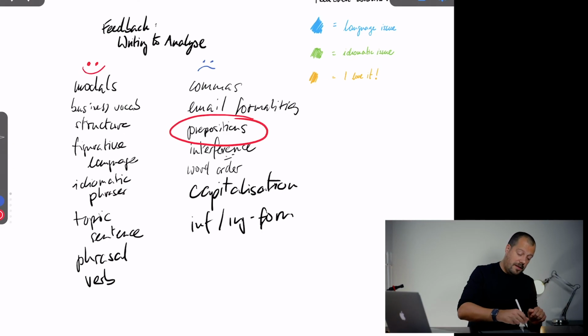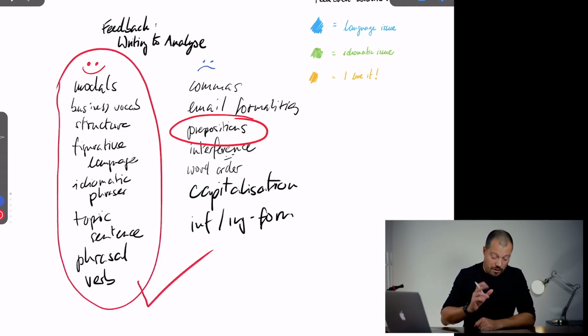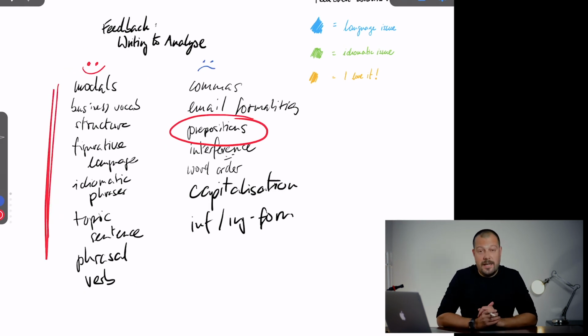Let's take a look then at our list of things. These are all the things here on the left that we're doing really, really well. Modal verbs, business vocab, great structure, great use of figurative language where it counts, good idiomatic phrases, topic sentences, phrasal verbs. Lots to celebrate in this writing. And I think a fundamental sense for me that you guys have understood the reader's position, and you've understood that in order to achieve the purpose of this email, writing to analyse, you need to carefully consider your use of content and form, and we see that in the advanced structures and vocab and phrases that you guys are using.